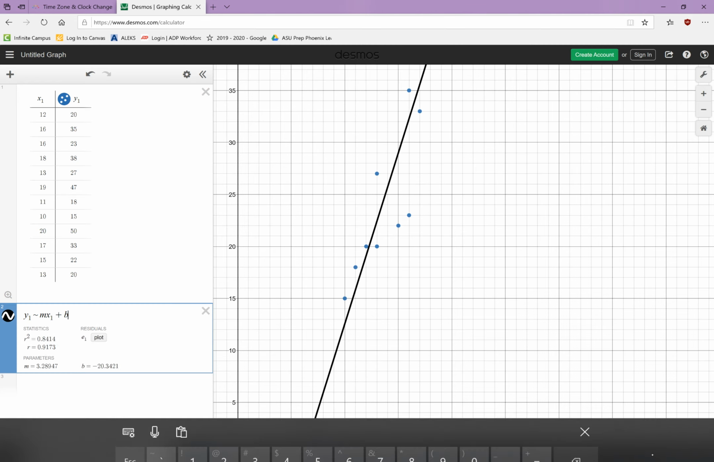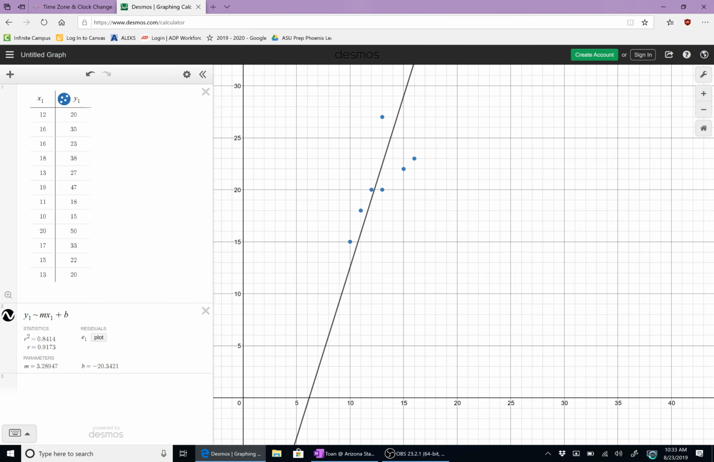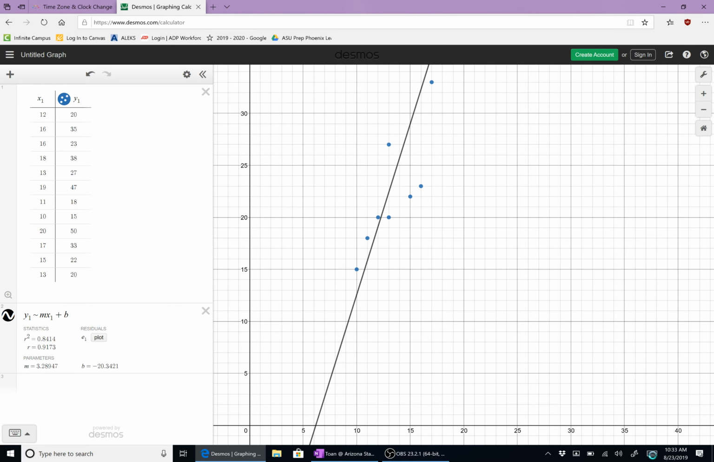Plus B? Yeah. So notice what I typed in here. Y sub 1 tilde M X sub 1 plus B. What that tells Desmos is, hey, I want you to graph a line, but I want to use the data from X sub 1 and Y sub 1.